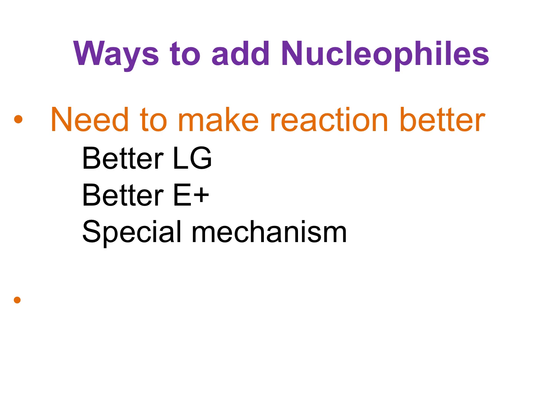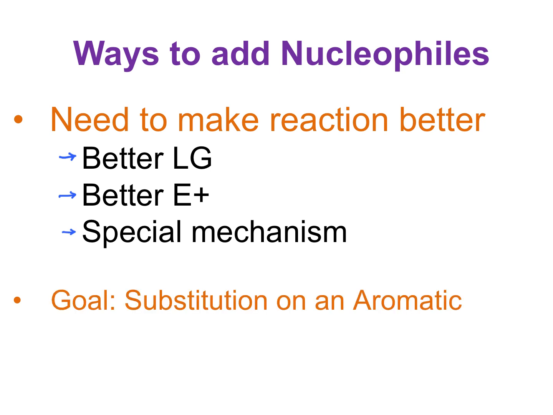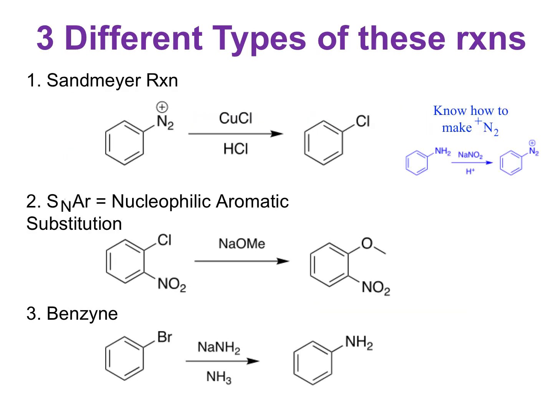All right, so let's think about some strategies we could use to make this reaction better. The first thing we can do is maybe make a better leaving group. If we have something that's really good at leaving, maybe we'll be able to get this reaction to work. Another option is we can make a better electrophile. Or we can have some sort of special mechanism that's not a normal substitution. And remember, our goal is to have substitution on an aromatic, but instead of replacing a hydrogen, we want to replace some kind of leaving group. So we're going to find 3 different ways that we can make this substitution happen to replace a leaving group.